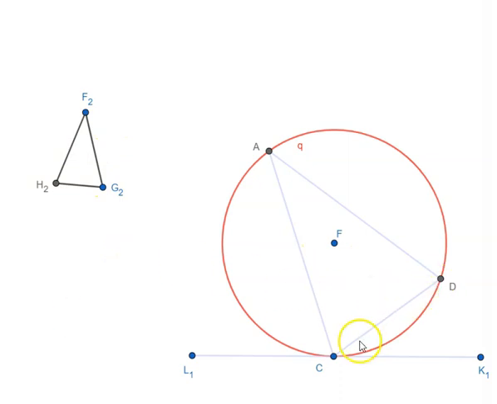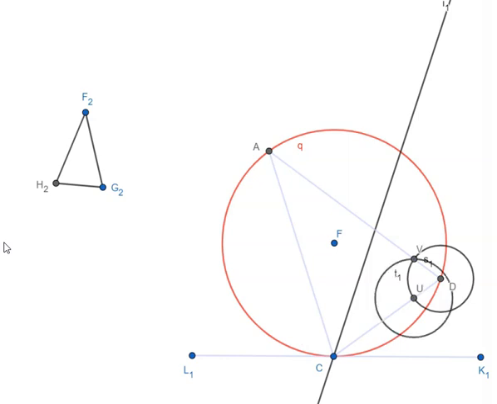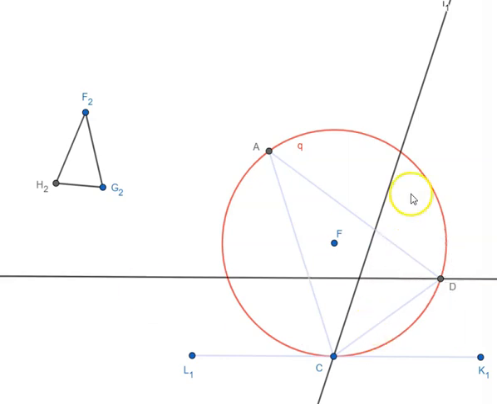Now we bisect angle D and angle C. Again, we know how to bisect it. So we have bisected it. Let's hide this. Now let's bisect D. We have bisected this as well. Now let's mark the points of intersection of these lines with the circle as D and E. Now let's hide these lines.